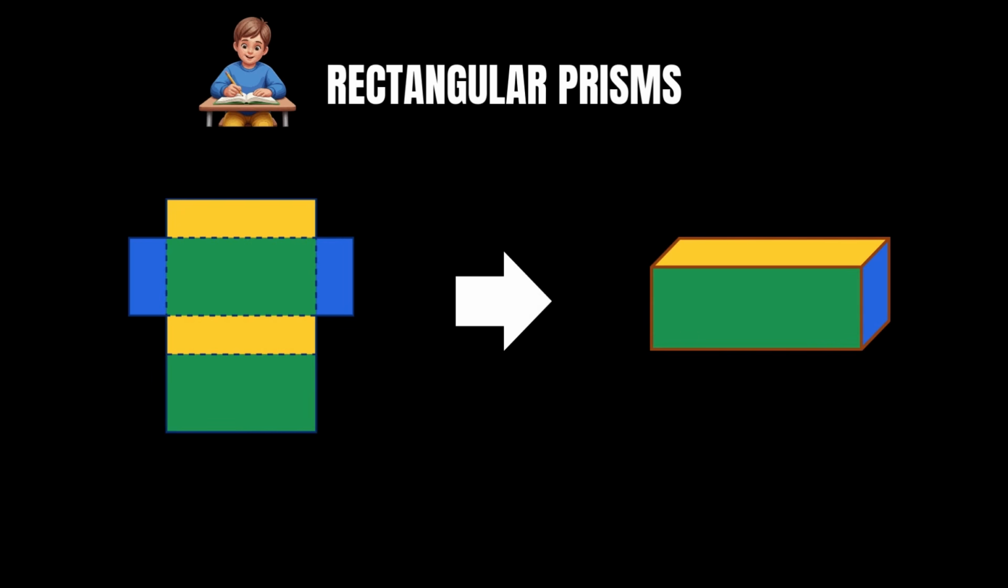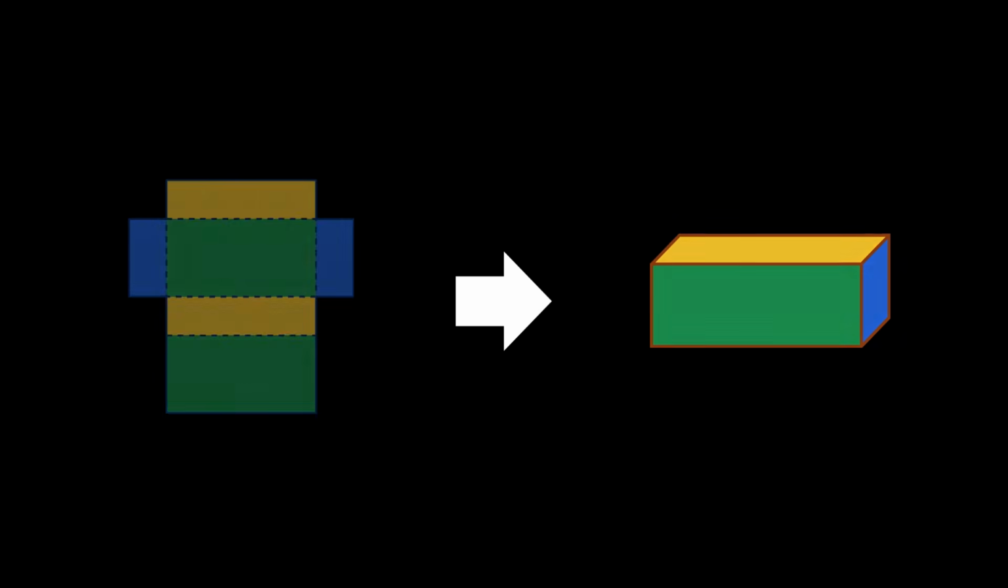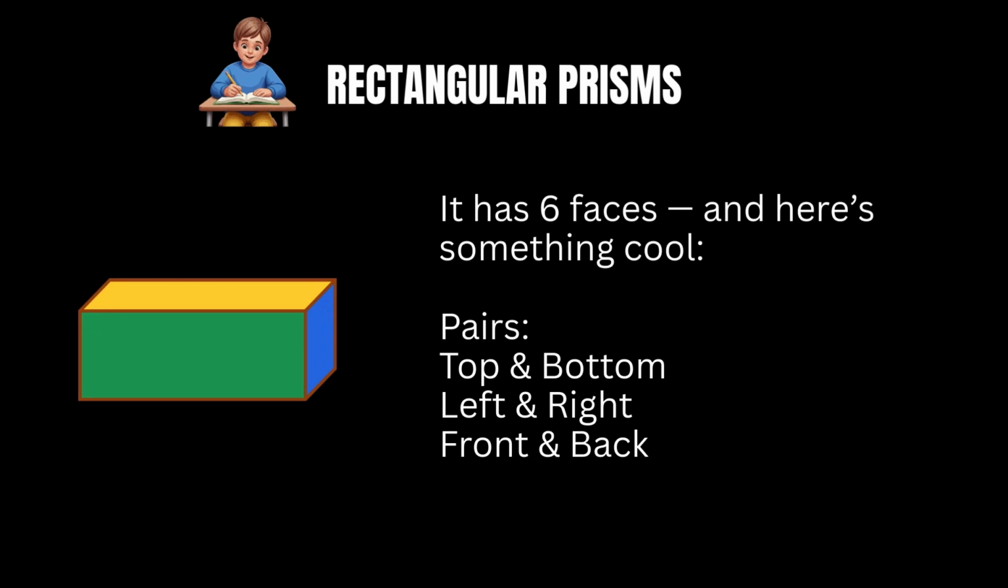A rectangular prism is a solid shape with length, width, and height, like a shoebox or refrigerator. It has 6 faces, and here's something cool. They come in pairs with equal sizes. Pairs: top and bottom, left and right, front and back.